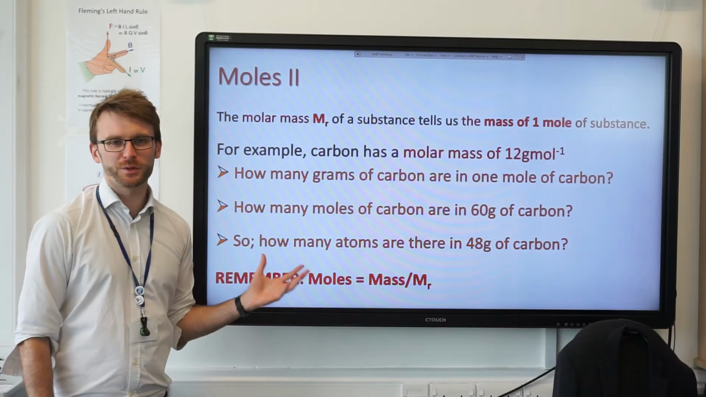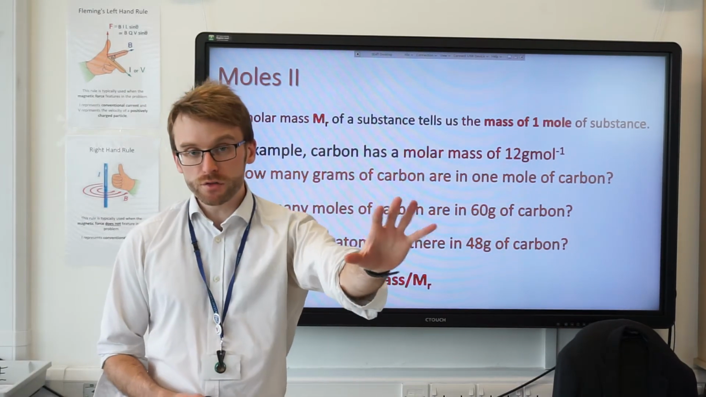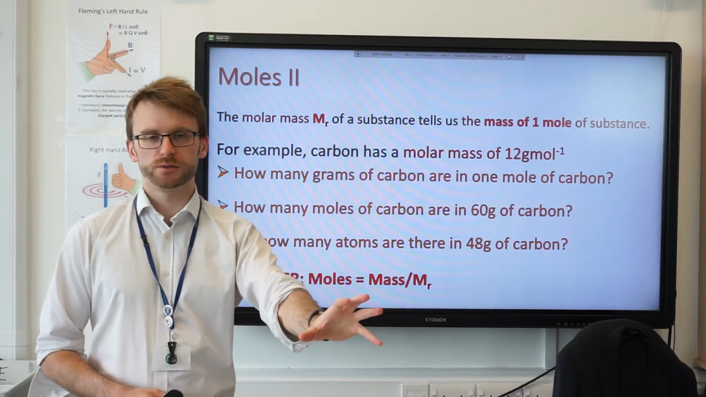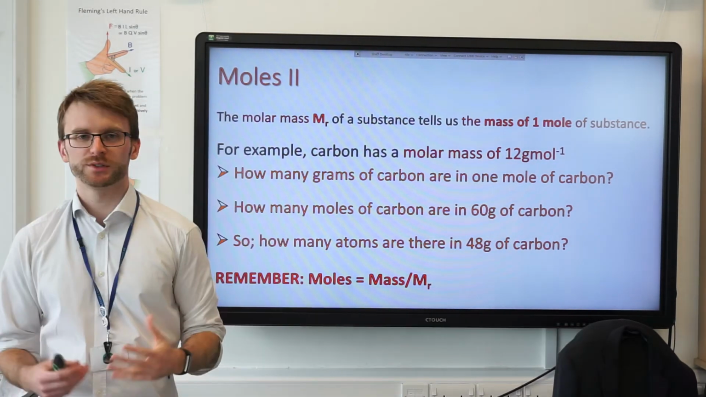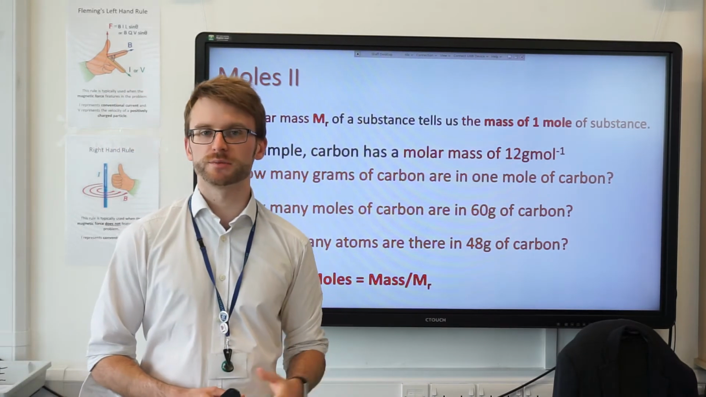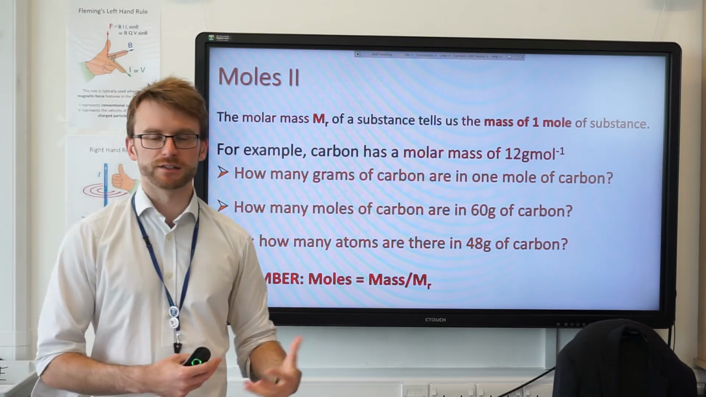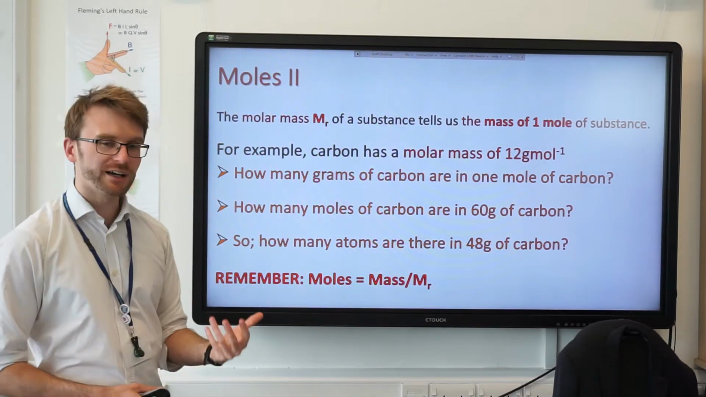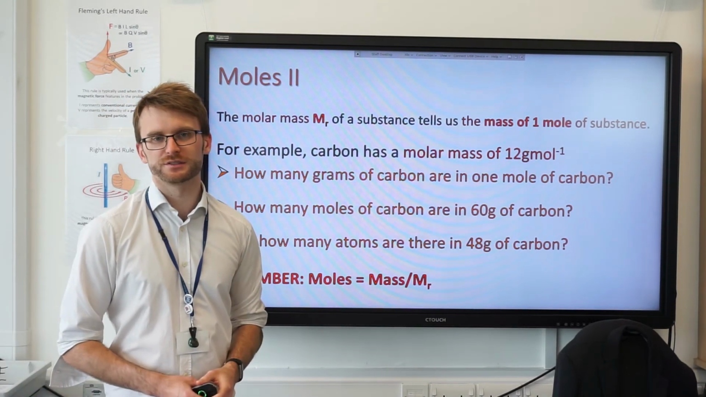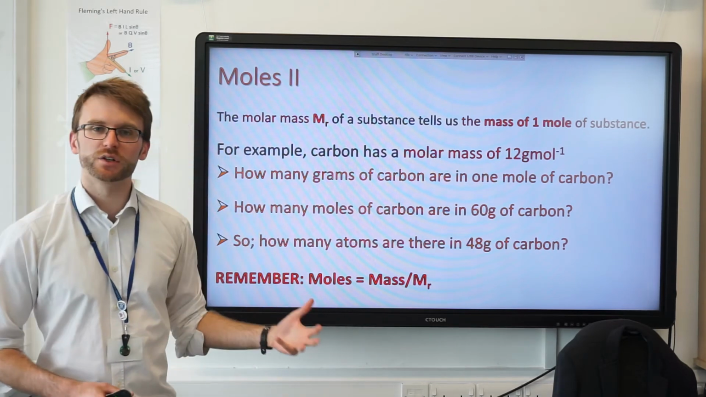So this idea of molar mass, again, it's a straightforward idea which perhaps was overcomplicated or not explained to you in a clear way at GCSE. We have 1 mole, which is simply 6 times 10 to the 23 things. And we have molar mass, which is how much does that actually weigh? What is the mass of 1 mole of substance? You will always be given molar masses in the question.